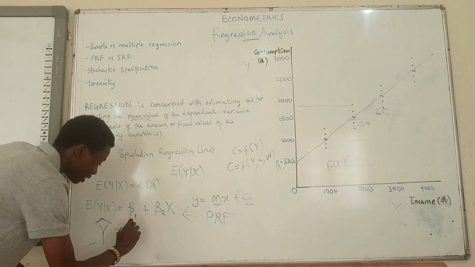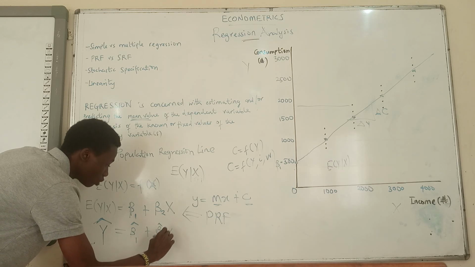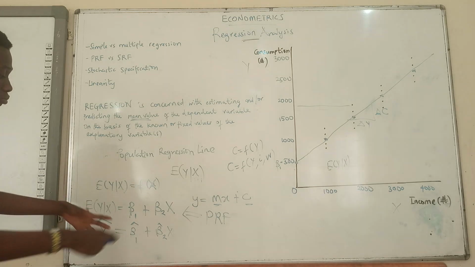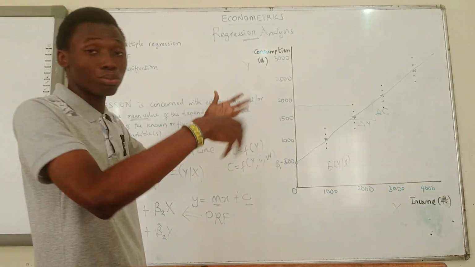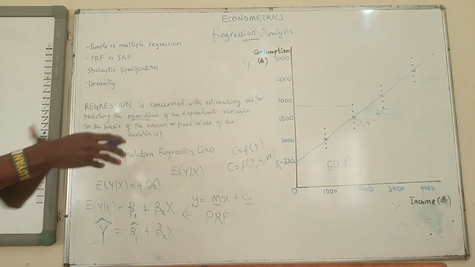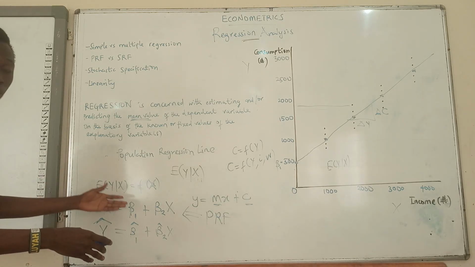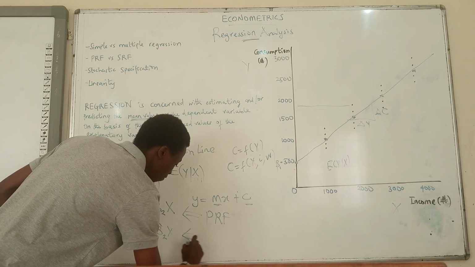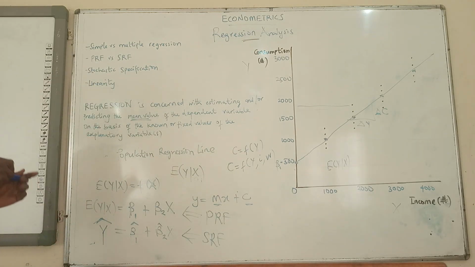We also have hats. They are estimators of the true values of beta 1. So yeah, if you made use of a sample, you probably might not have 500, depending on the points you pick. You could have above that. So whatever you have here will be your estimator of the true population parameter. So what we have here is the sample regression function.